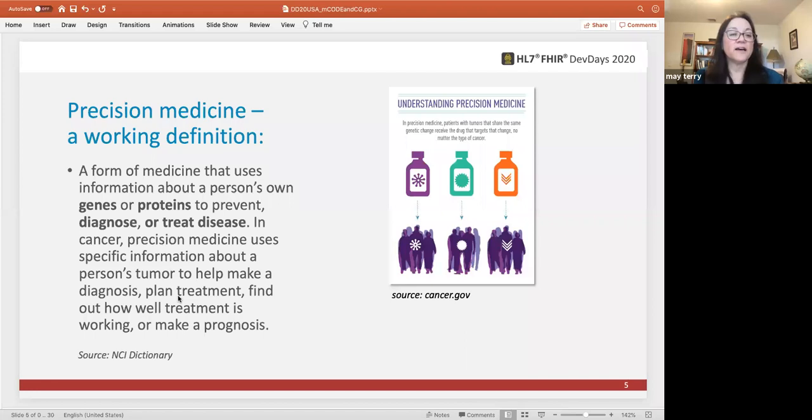So if we think about the three main types of domains of information that we'd be focusing on here, it would be on the patient, the type of cancer that they have, the genomic variants that may be related to cancer, as well as certain treatments, primarily medications that could be used, say, within targeted therapies.